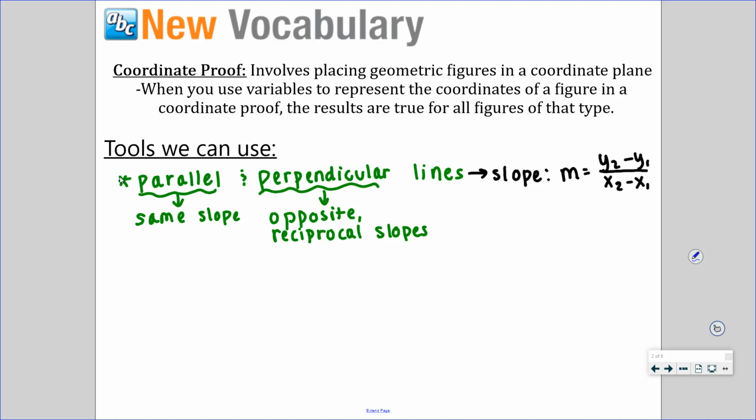We may have to show that we have congruent lengths. So maybe, okay, equilateral triangle, show that all the sides are the same, or isosceles, show that too. Any idea of how we might calculate the lengths? Which formula? Distance. You know it. Don't forget about it. Distance formula.